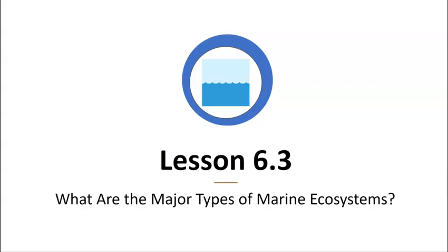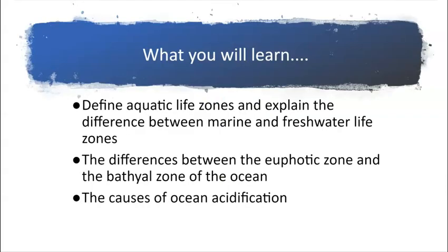So today we're going to be going over lesson 6.3, what are the major types of marine ecosystems? There are a few different things that we are going to be covering today. First, we will be defining aquatic life zones and explaining the difference between marine and freshwater life zones. Next, we'll look at the differences between the euphotic zone and the bathyal zone of the ocean. Lastly, we'll look at the causes of ocean acidification.